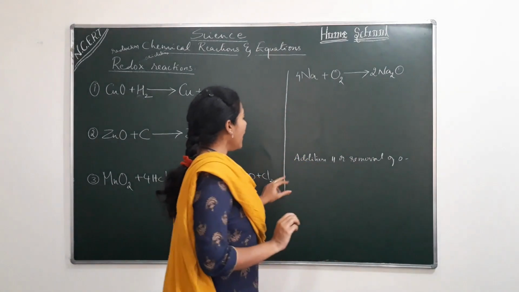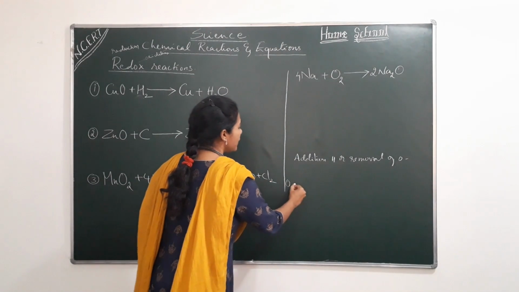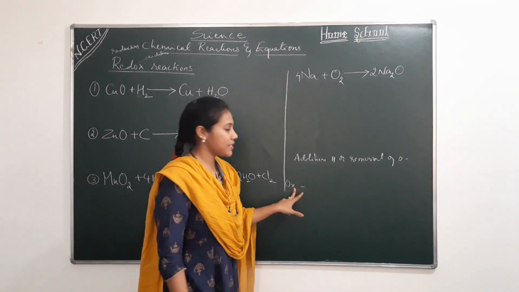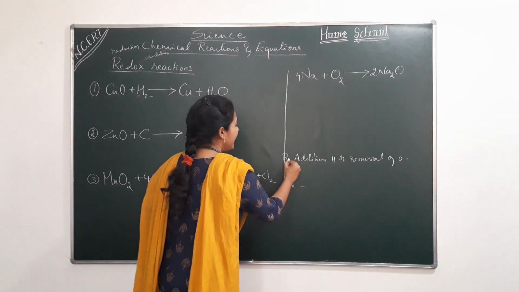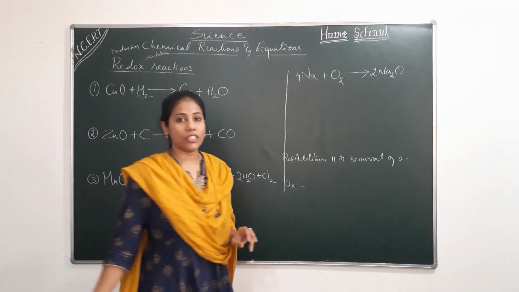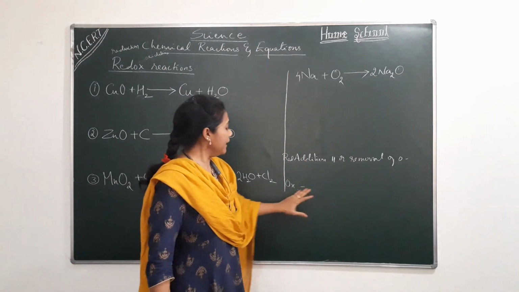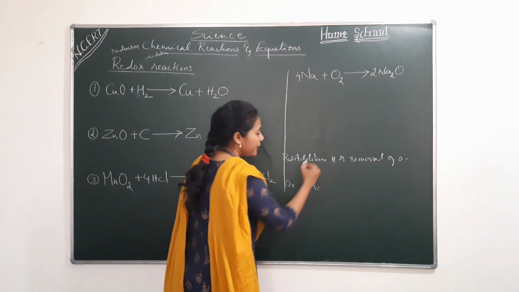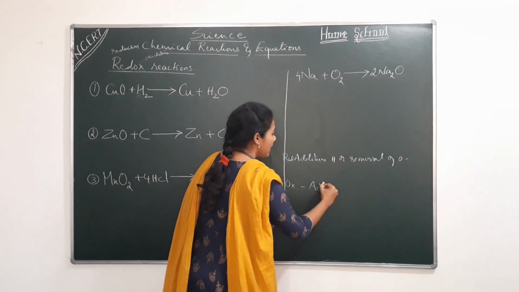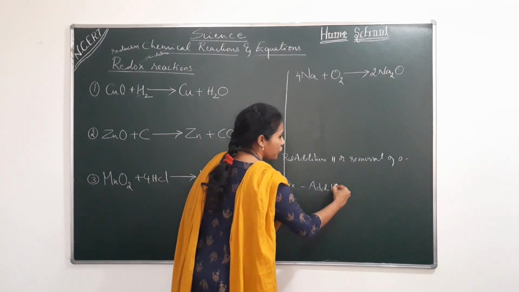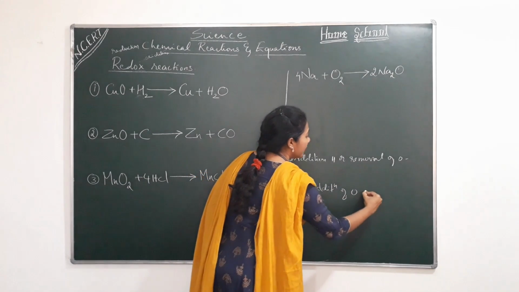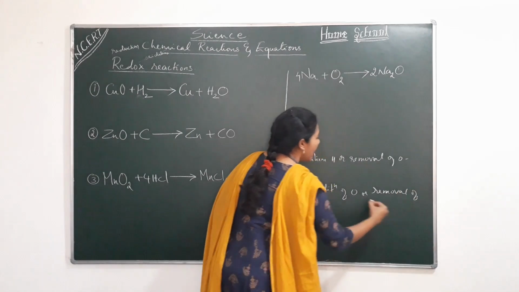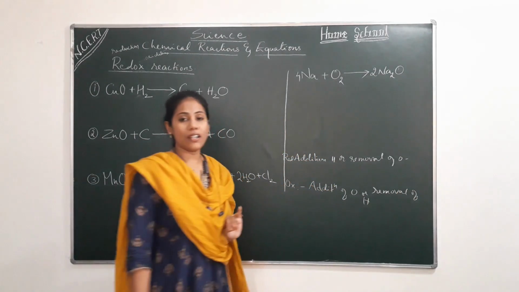Okay. And now what is the meaning of oxidation? As a shortcut, I will write OX for oxidation and I will write RED for reduction. Okay. So the meaning of oxidation is opposite to reduction. That means addition of oxygen or removal of hydrogen. Removal of hydrogen is called oxidation.